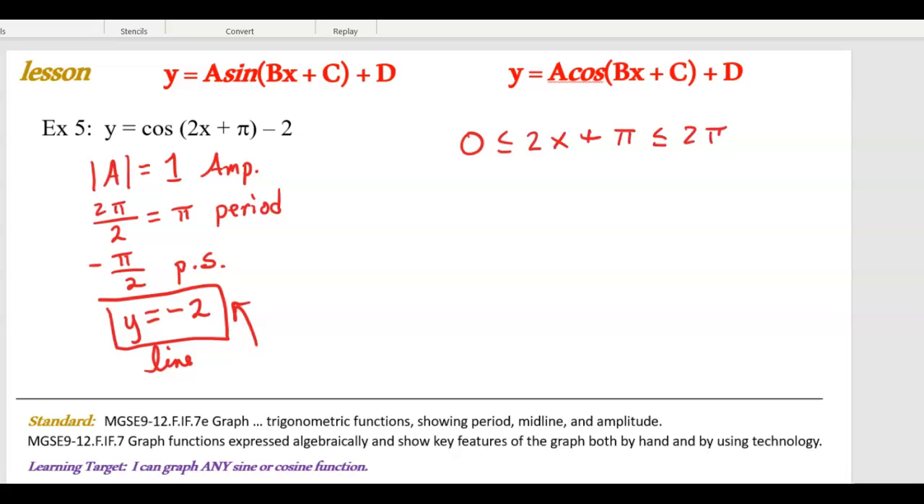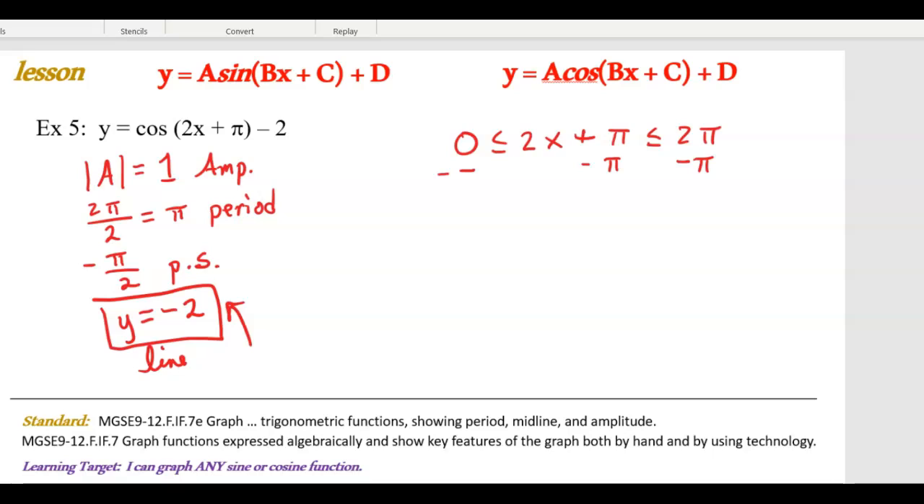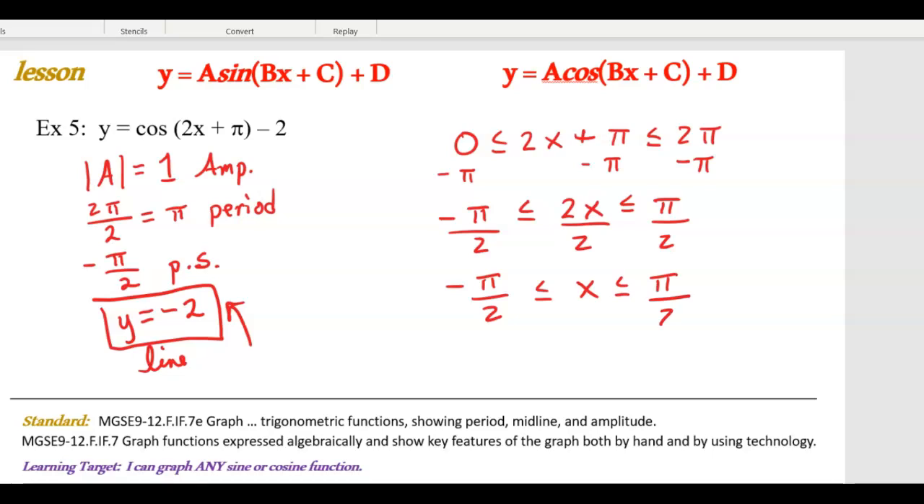Okay? All right, so let's find the boundaries of our one full period. Subtract pi. So that gives me negative pi and pi. Divide by 2. And we are going to start at negative pi over 2 and end at pi over 2 for the cosine function. All right, to the graph.